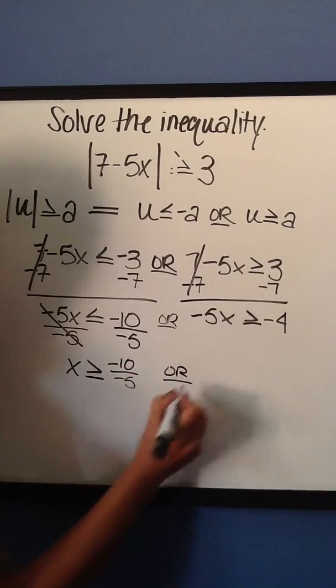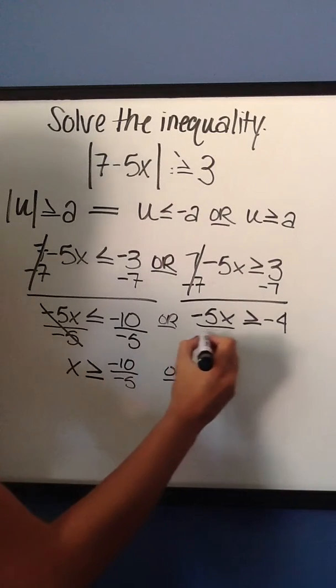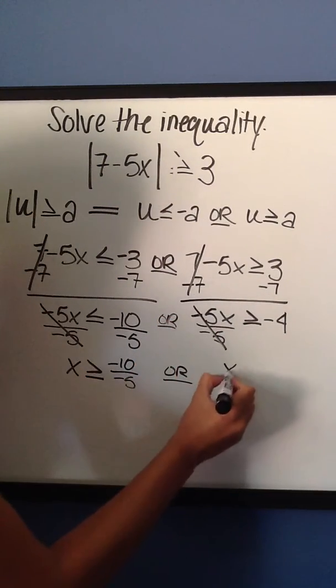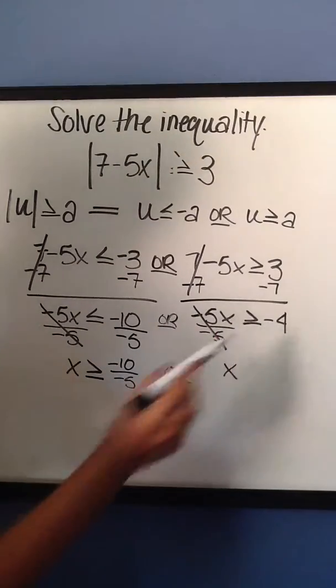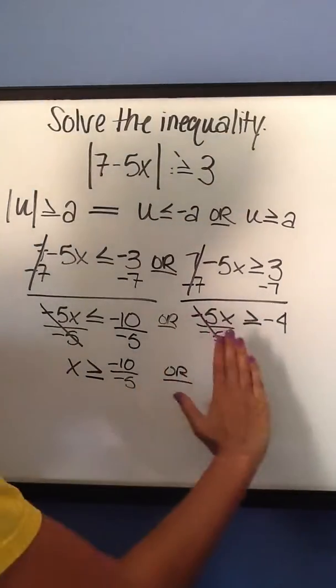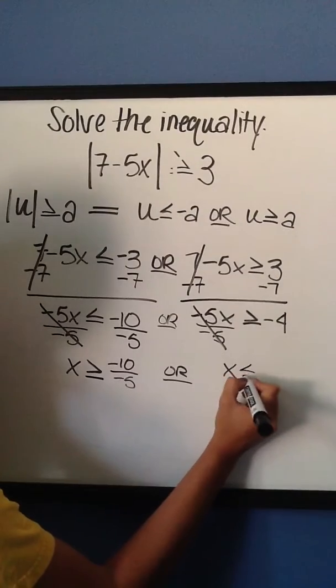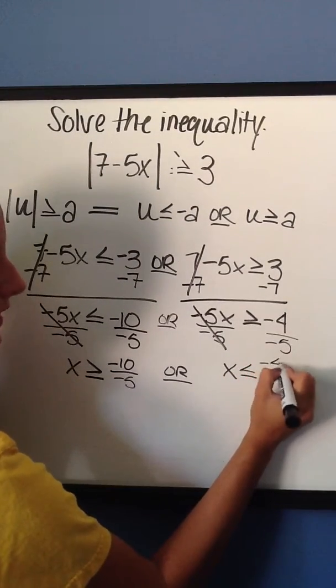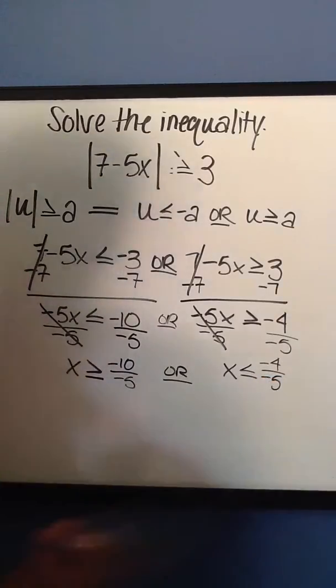There's our or statement. And on this side, we're also going to divide by a negative 5. Those 5's cancel. We're left with x. Now our sign is a greater than or equal to, so we're going to flip it. It's now going to be a less than or equal to. We're going to, again, divide by negative 5, so we're left with negative 4 over negative 5.